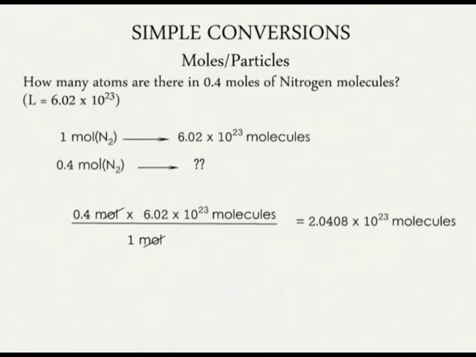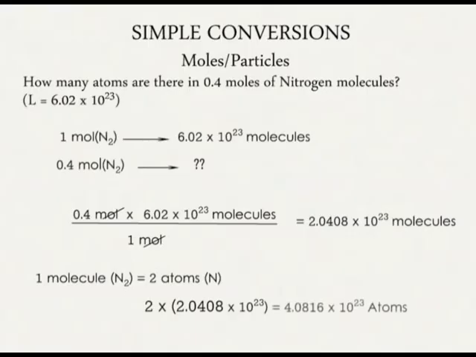But remember, 1 molecule of nitrogen contains 2 atoms. Nitrogen is a diatomic molecule, and so we shall have 2 times 2.0408 times 10 to the power 23, and we get 4.0816 times 10 to the power 23 atoms of nitrogen.